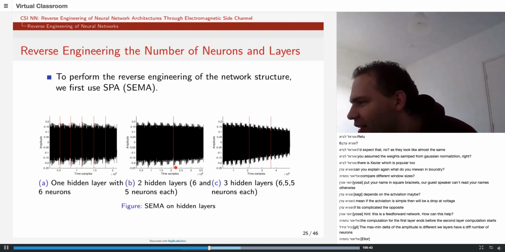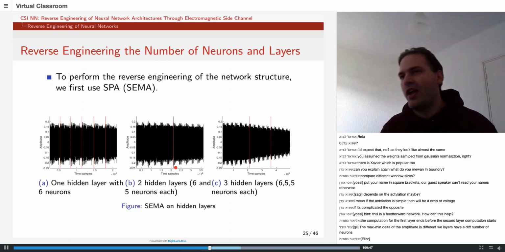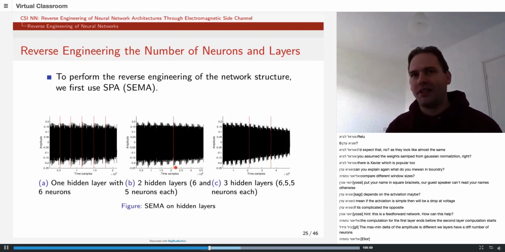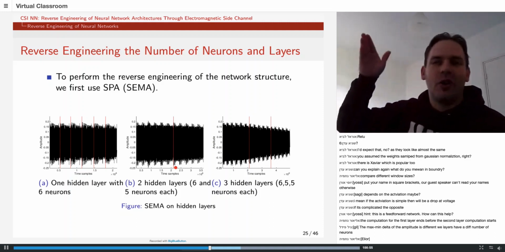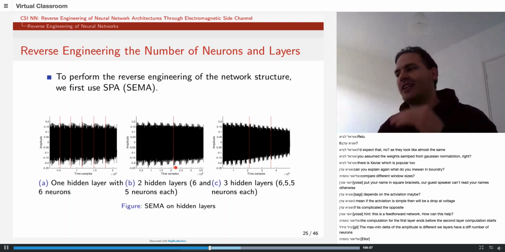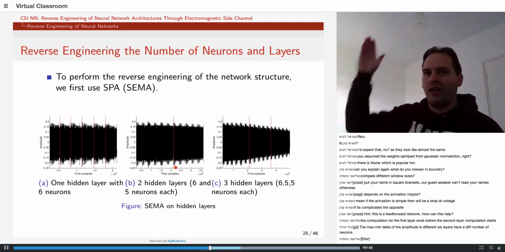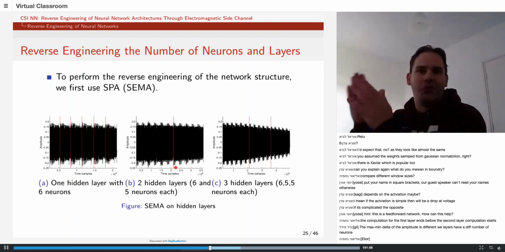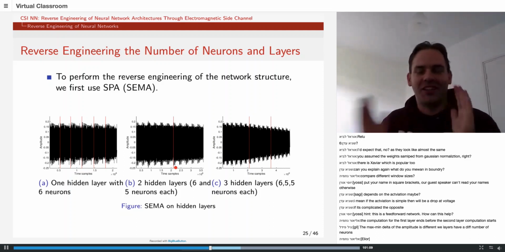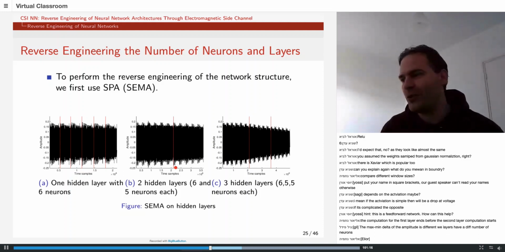Wait, the max mean delta of the amplitude is different with layers that have different numbers of neurons. Yes, that's completely true, but since I do not know how many neurons are in a layer, because I do not know where the stop of the layer is, I cannot say anything about the max mean delta. Because if I knew this is my last neuron of a layer, I would already have the answer to the question. I would say, well, this is the end of the layer. But since I do not know where the end is, I do not know how many neurons are in that layer. I just know the full number of neurons.